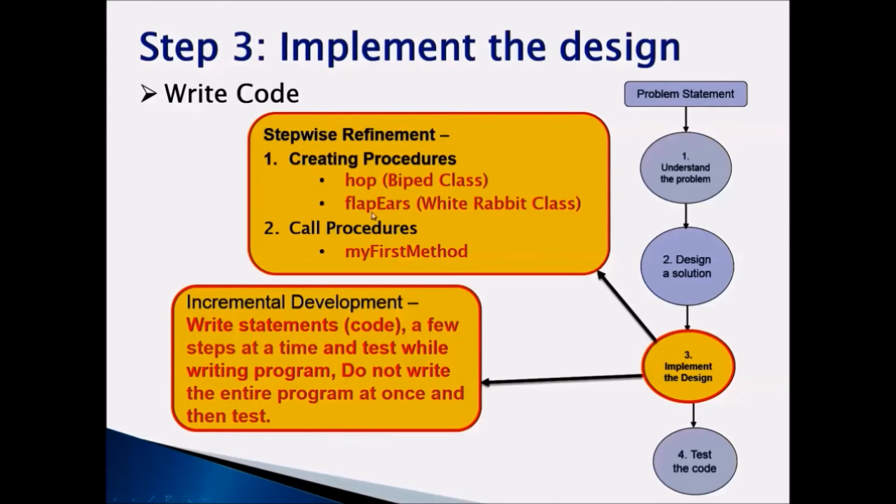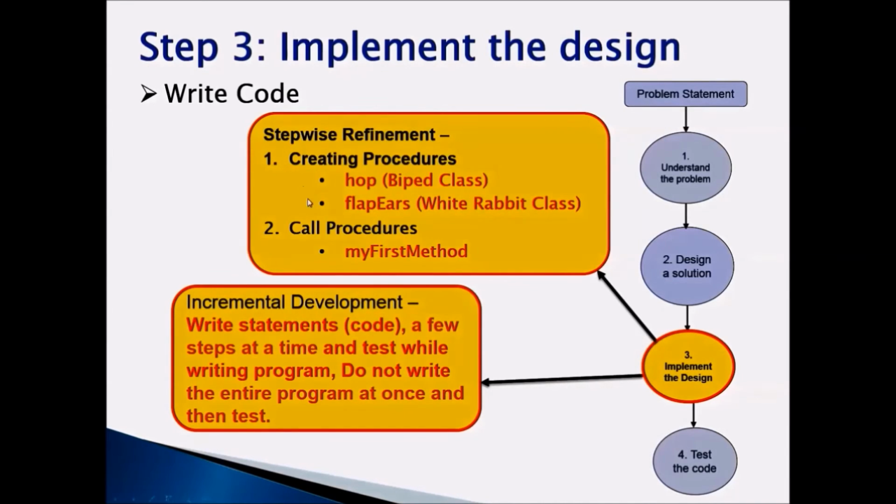So that means white rabbit will know how to flap ears. Now white rabbit does have ears, but a biped does not. So our second procedure, flap ears, we are going to create for the white rabbit class instead of a biped. Once we create these two procedures, we would call them to test it in my first method to see if it works correctly or not.